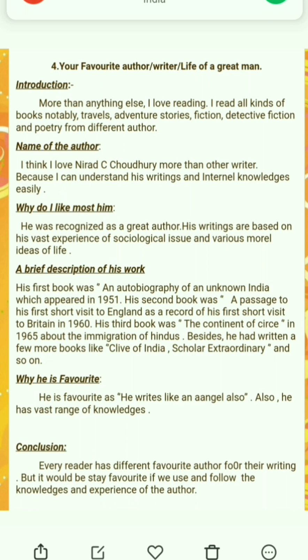Conclusion. Every reader has a different favorite author for their writing, but the author would stay a favorite if we use and follow the knowledge and experience of the author.